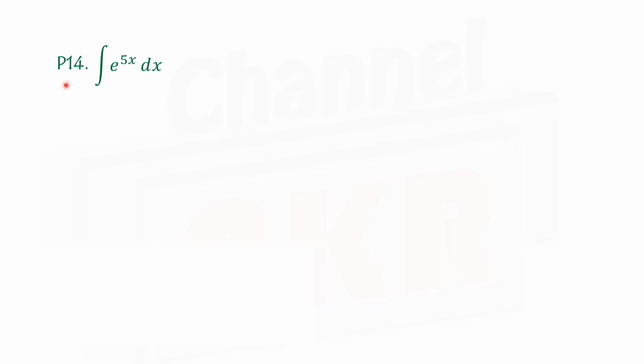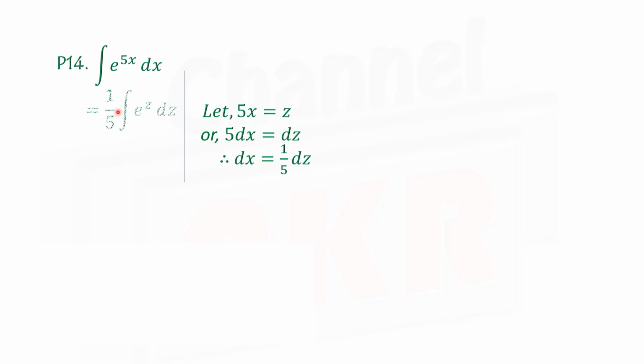Problem number 14, a similar problem, e to the power x. This is the type of e to the power x. So 5x equal to z, similar case, then dx will be 1 by 5 dz. Put the value of dx equal to 1 by 5 dz, then we get this simple function e to the power z with respect to z. Then put the value of z and get the answer. Okay, you get it certainly.